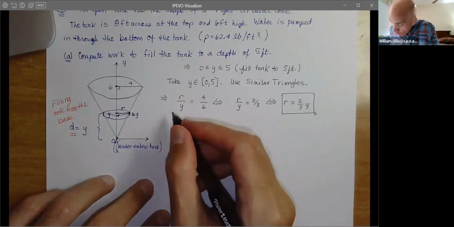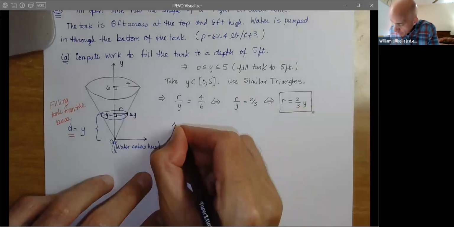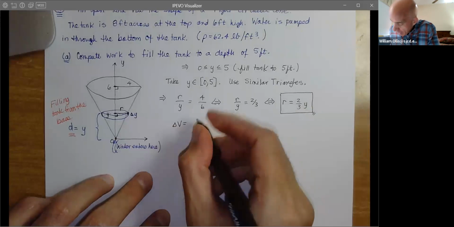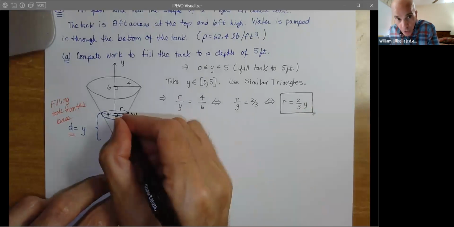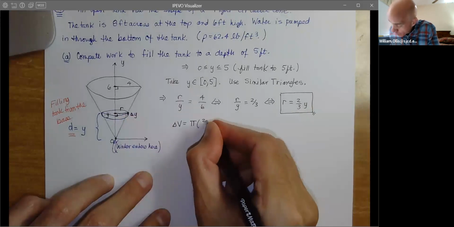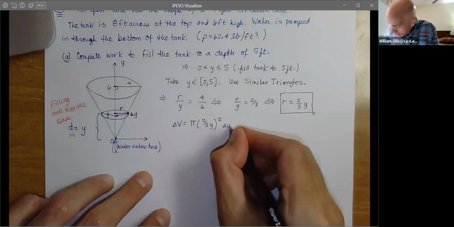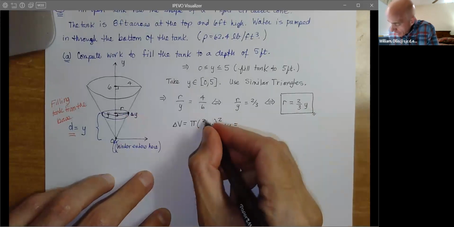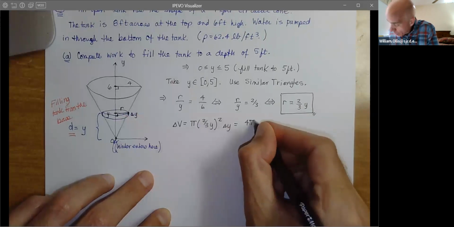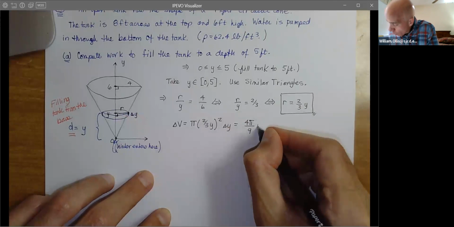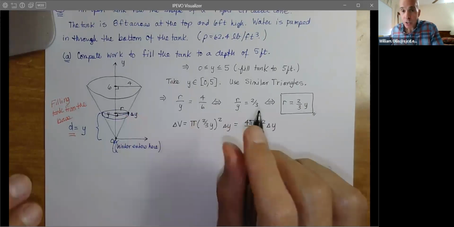So now we can say, all right, we've done all this work. Let's get the delta V. Again, this will be pi r squared times the thickness, because this is a circular slab. So we have pi times (2/3 y) squared times delta y. So that'll be 4 over 9, so 4 pi over 9 y squared delta y.